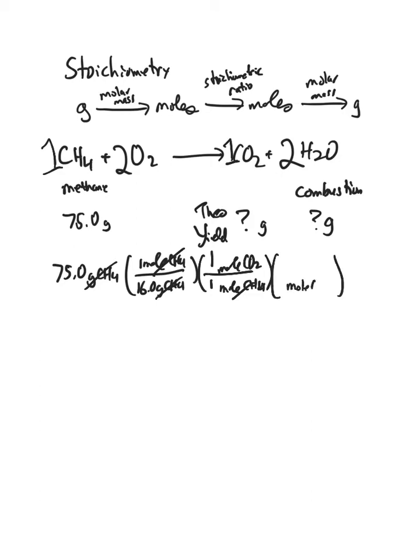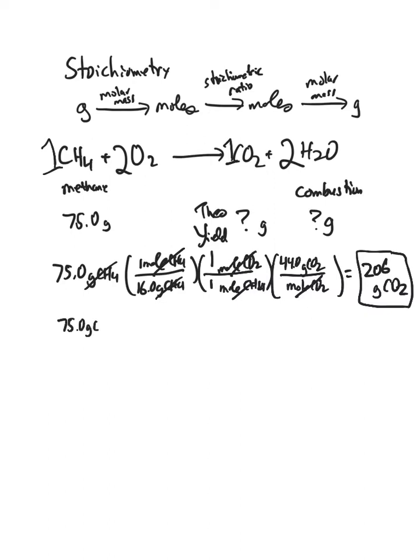And now we can convert moles CO2 to grams CO2. And so from the periodic table, we can calculate that a mole of carbon dioxide is 44 grams. So mole CO2 divided by mole CO2, that'll give us grams CO2. So 75 divided by 16 times 1 divided by 1 times 44 gives me 206 grams of carbon dioxide. So that's my first theoretical yield for carbon dioxide.